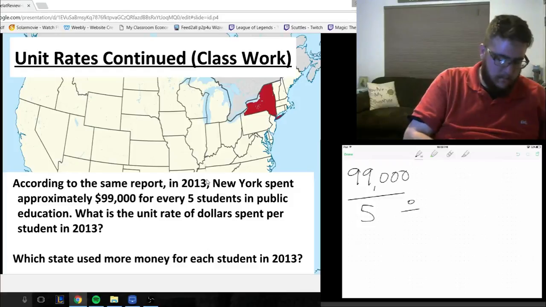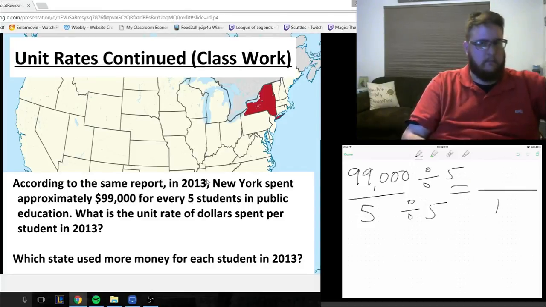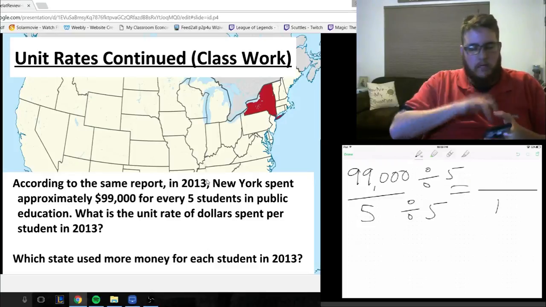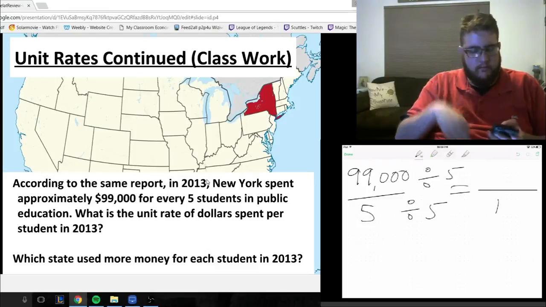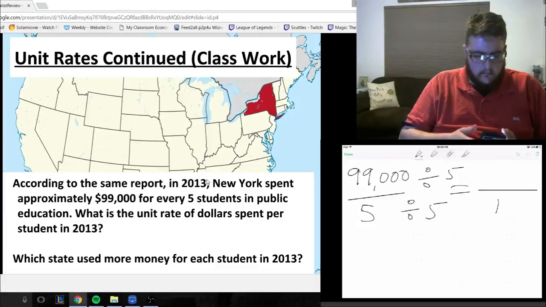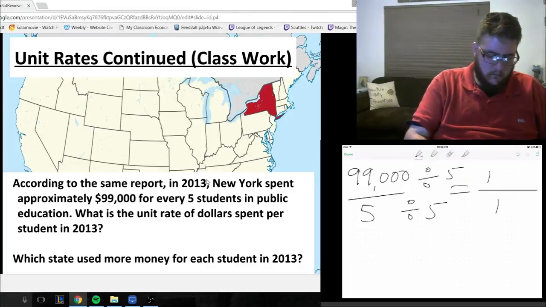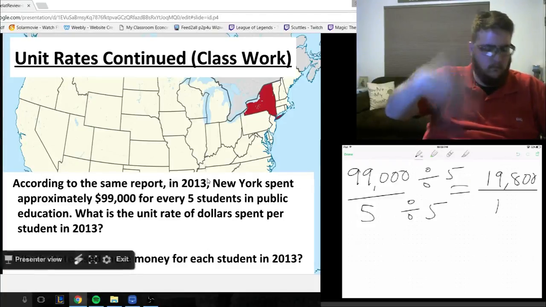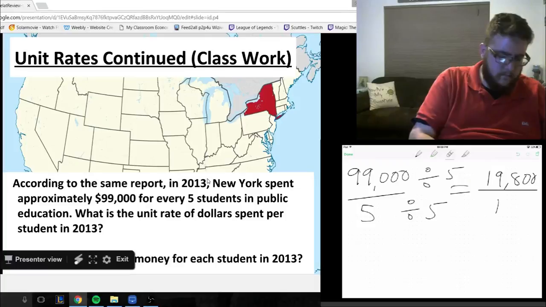Once again, we must divide both the denominator, the bottom number, and the numerator, the top number, by 5. In the bottom, 5 divided by 5 will be 1. And in the top, once again, I'm going to depend on the calculator to save us some time. So, New York spent $19,800 on every student, or per student.